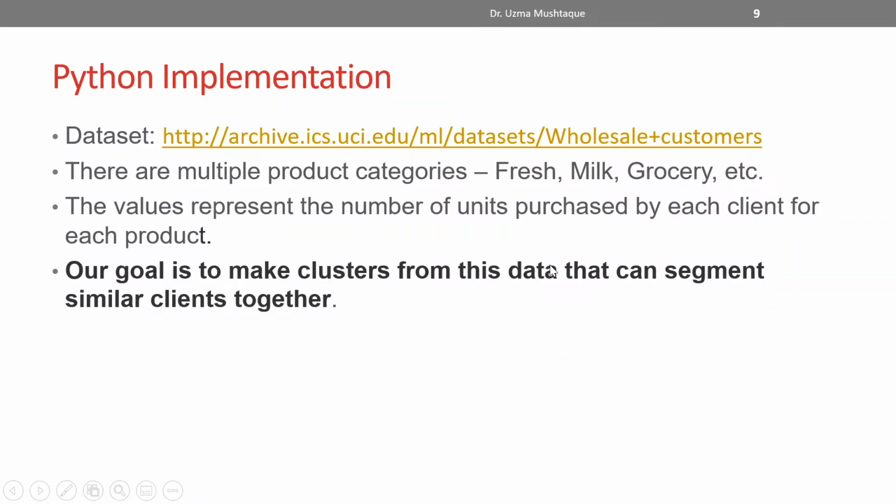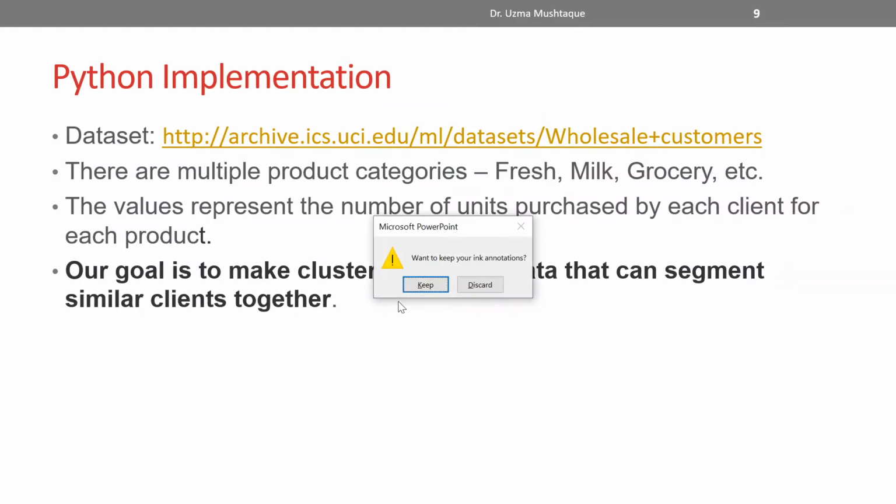The data that I'm using is here. It's available at the UCI repo if you haven't seen it. This is the link for that. The data looks something like this. It has multiple product categories, and the values in it represent the number of units purchased by a client, a wholesale client, especially, like maybe you can say a customer, right? So our goal is again to make clusters from this data that can segment similar clients or similar customers together.